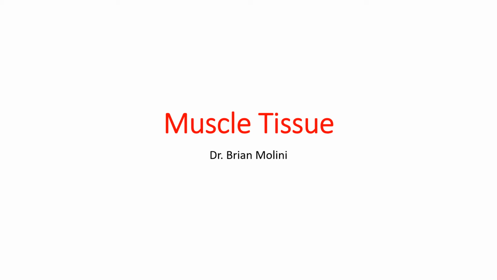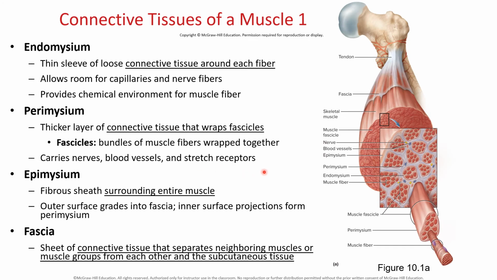Let's talk about muscle tissue. First, we're going to look at the connective tissue of muscle. We'll start on the outside. So the epimysium is going to cover the entire muscle. If we look over here, we can find that. So there's epimysium around the whole muscle.